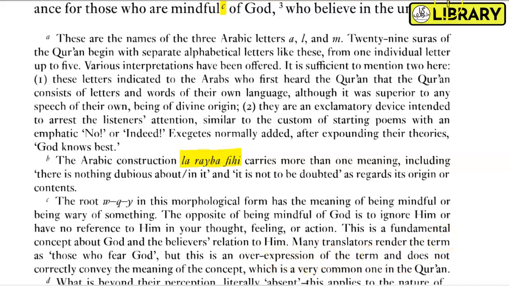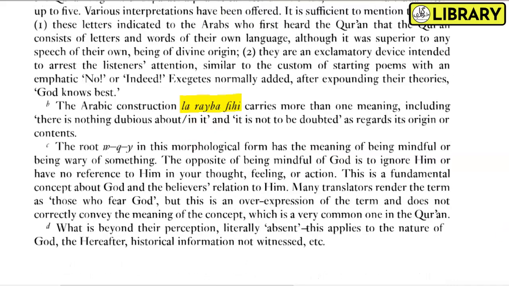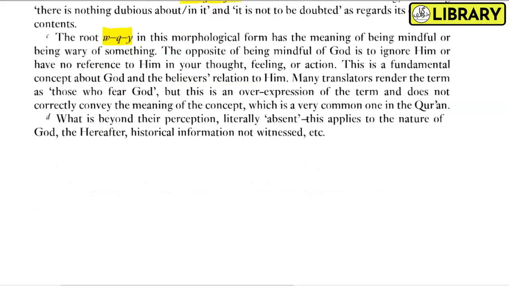And the last one, which is those who believe in the unseen. This is also a very important aspect of when we'll be covering the Quran, because there will be a lot of times where this point is mentioned. It means what is beyond their perception, literally absent. This applies to the nature of God, the hereafter, historical information not witnessed, etc. Right? So this is like 2 ayahs.